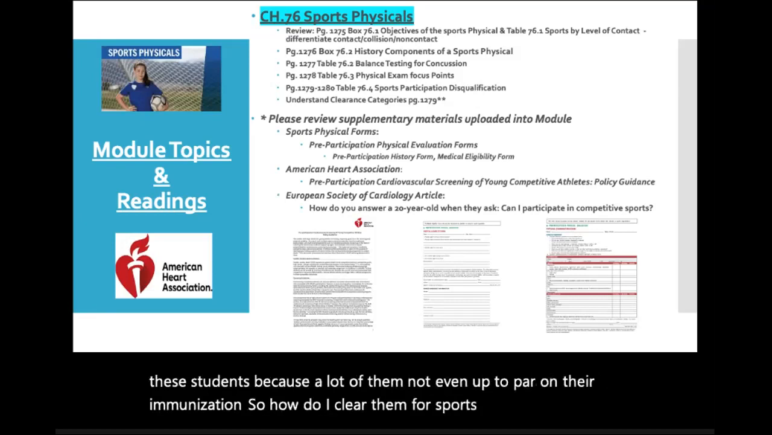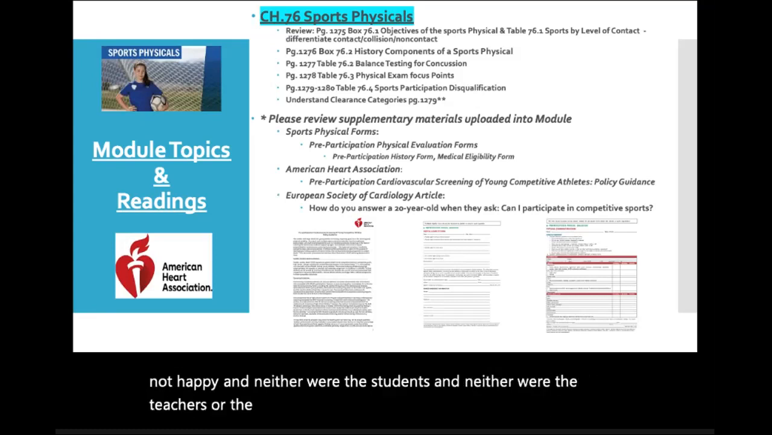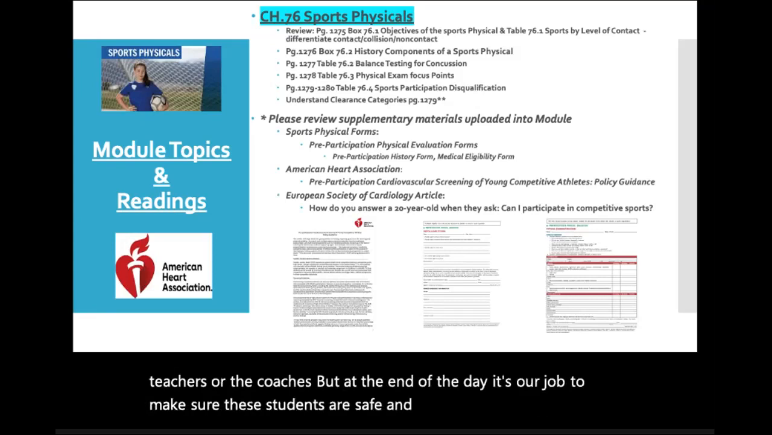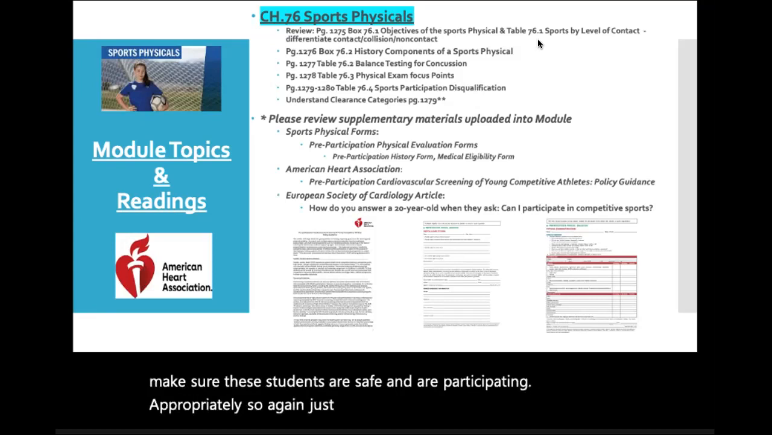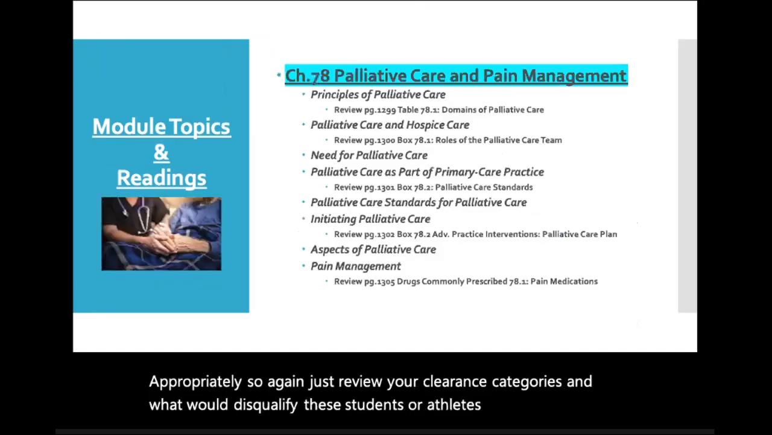Parents were not happy, and neither were the students, and neither were the teachers or the coaches. But at the end of the day, it's our job to make sure these students are safe and are participating appropriately. So again, just review your clearance categories and what would disqualify these students or athletes from participating.